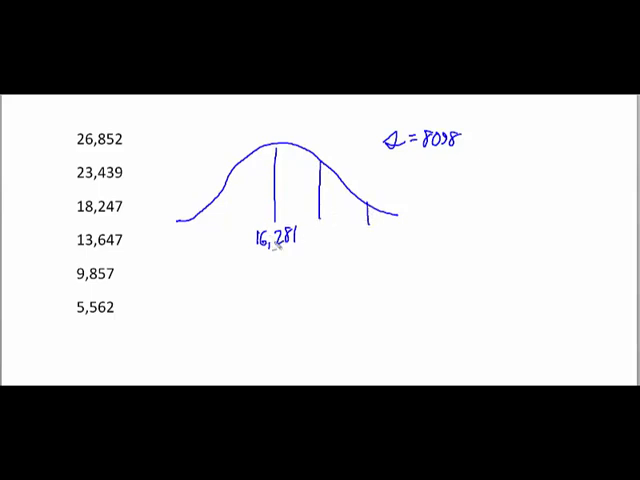So we add this $16,281 and this together, and we get a total of $24,379. Add another $8,098 to that, and we get $32,477. Subtract the $8,098 from this value, we get about half of that, $8,183, and subtract another $8,098 from that, and we get $85.